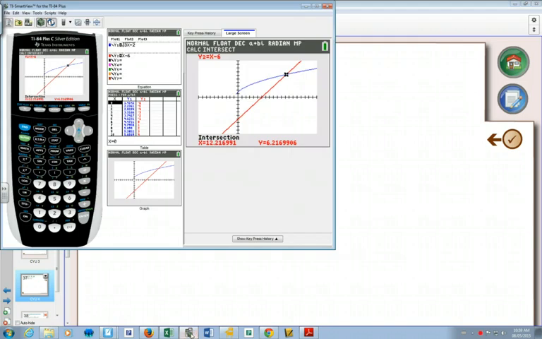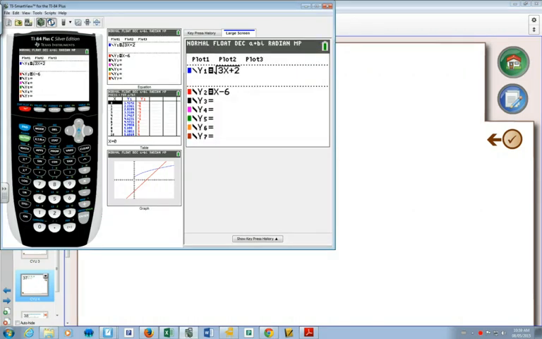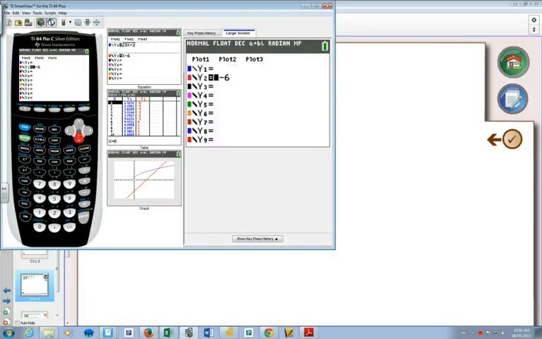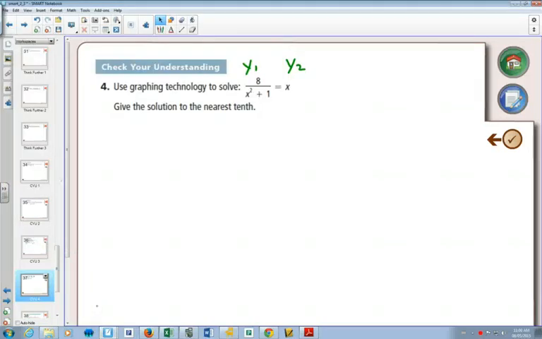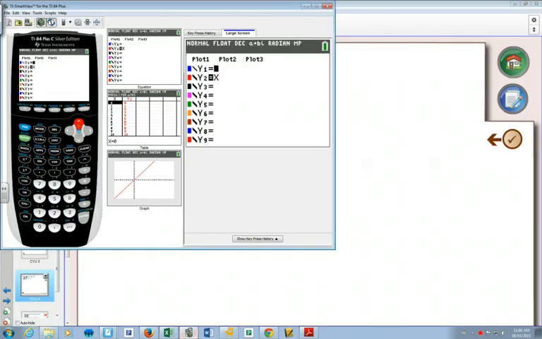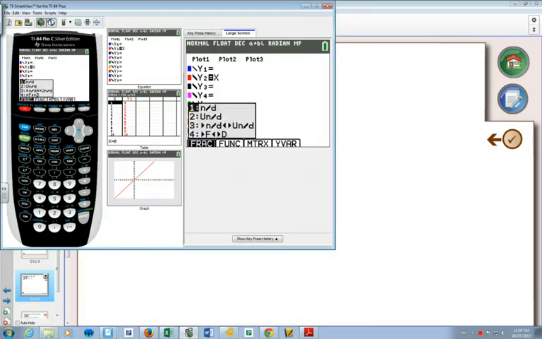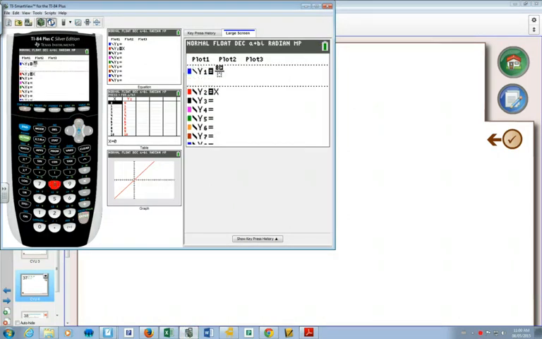We're going to type this into our two equations here. So our one equation is x, and the other equation was 8 over x squared plus 1. Yes? Yeah. Just type it in here.